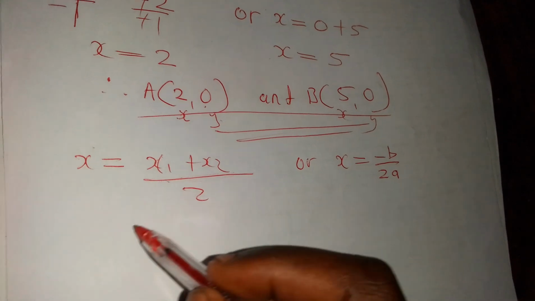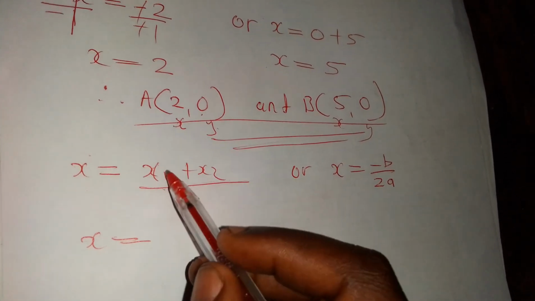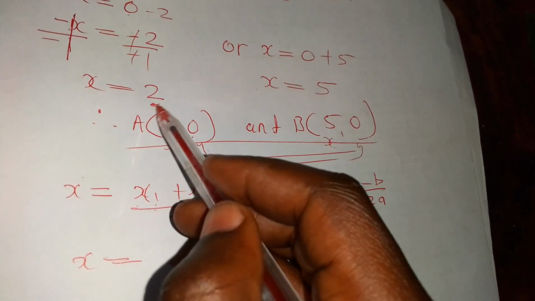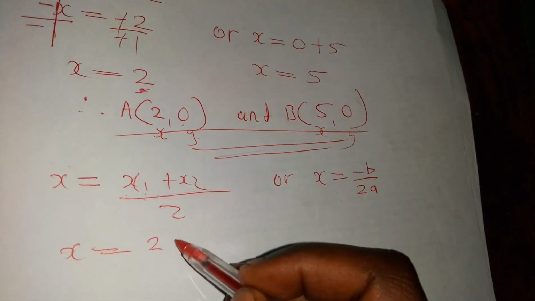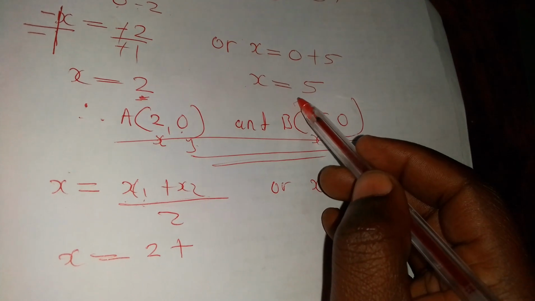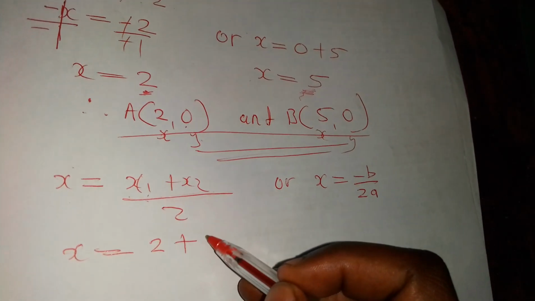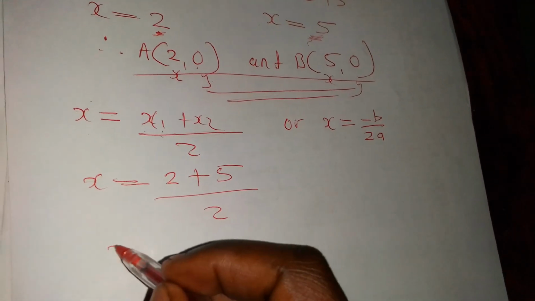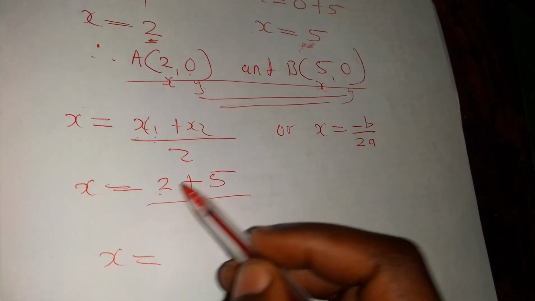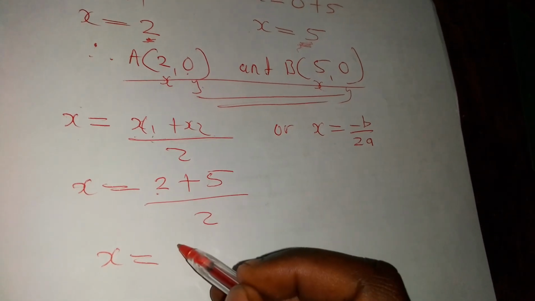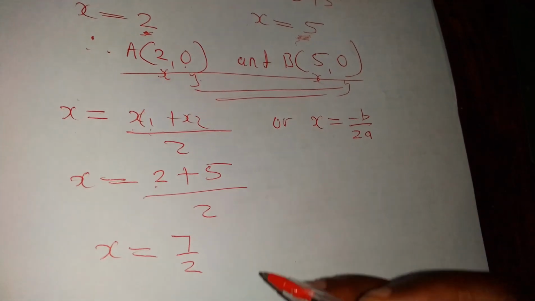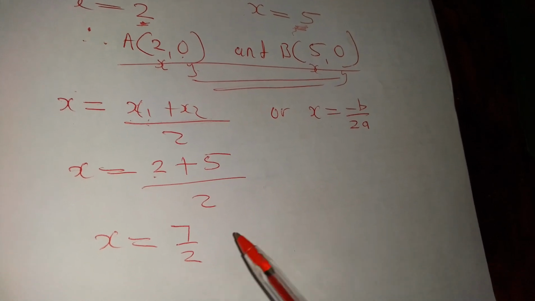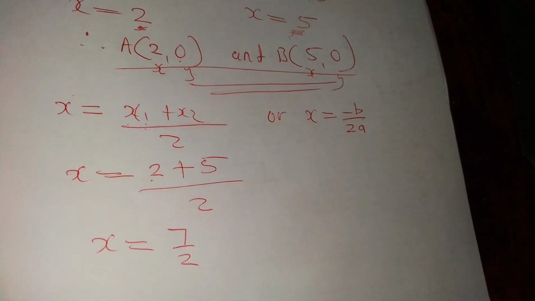So what you do now, we say x equals, we get x1. Remember, these are the values. x1 will be 2 here. You add 2, then plus x2, the point that we had found, which is 5. Then we divide. So our x is equal to 2 plus 5, which is 7, over 2. We'll leave it without changing it to decimals. So our x will be 7 over 2.